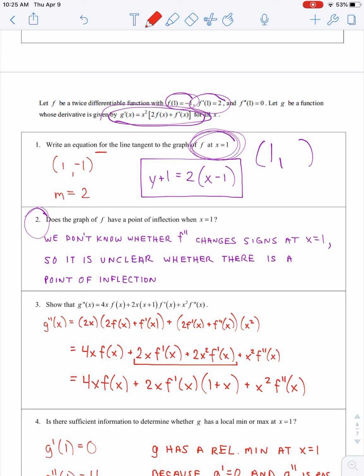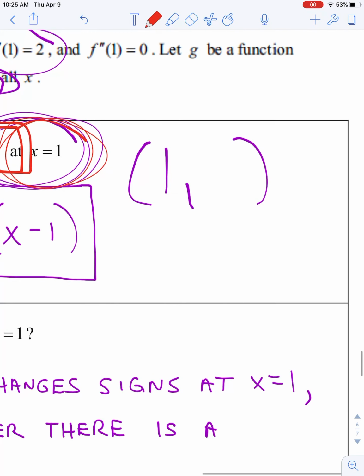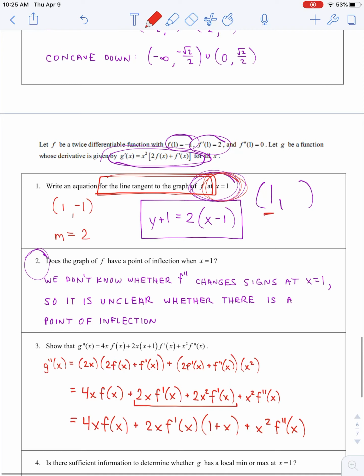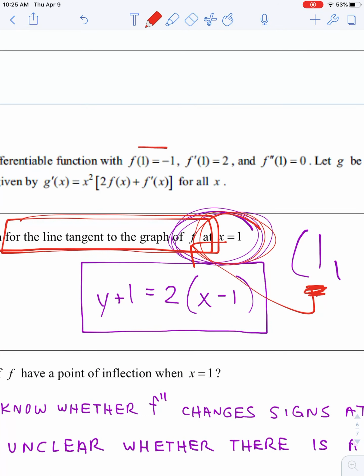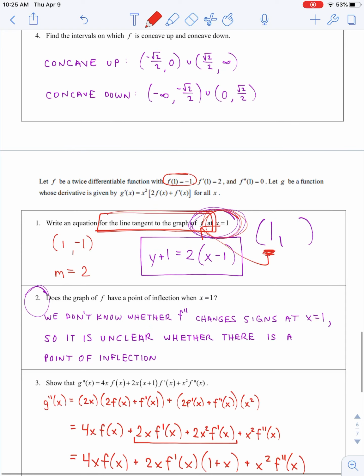So we're writing the equation of the line tangent to the graph of f. We know it's at x equal to 1, so our ordered pair is 1 comma something. Where do we plug that 1 in? We plug it into the original, which is f. They told us up here f of 1 is -1. So there's our point. And then the slope, remember, comes from the derivative.